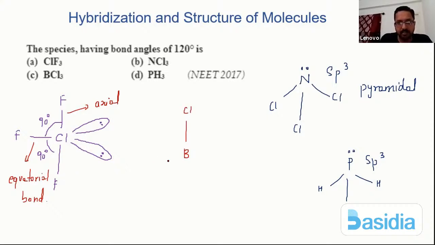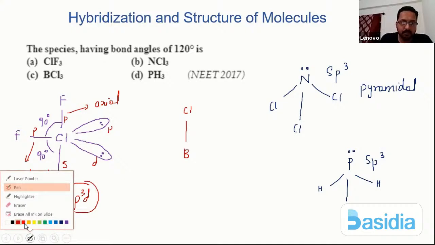See, hybridization plays a very important role. Here it is sp3, here it is sp3. Here what is going to happen? Let me say this is my s, p, p, and here it is p, and let me say this is B. So the hybridization is going to be what? sp3d hybridization. Okay, right.